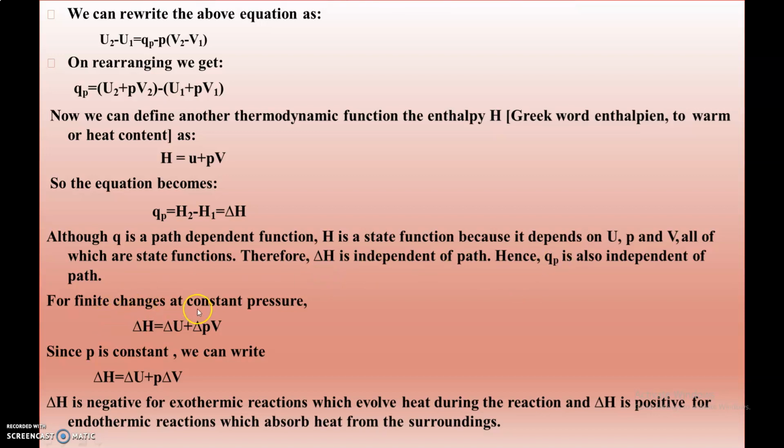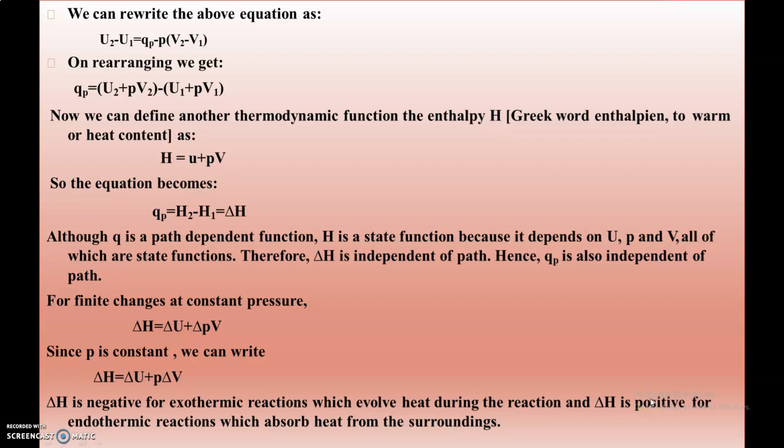For finite changes at constant pressure, delta H can be represented in terms of delta U plus delta PV. Since P is constant, we can write delta H is equal to delta U plus P delta V. Delta H is negative for exothermic reaction and delta H is positive for endothermic reaction, which absorbs heat from surroundings.